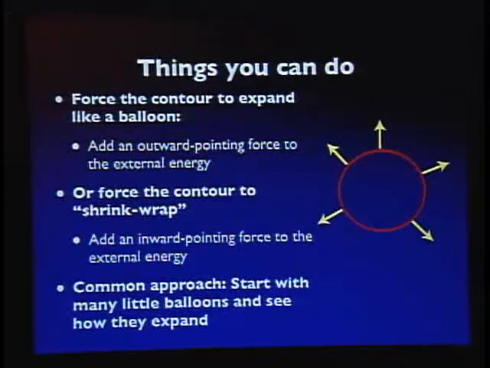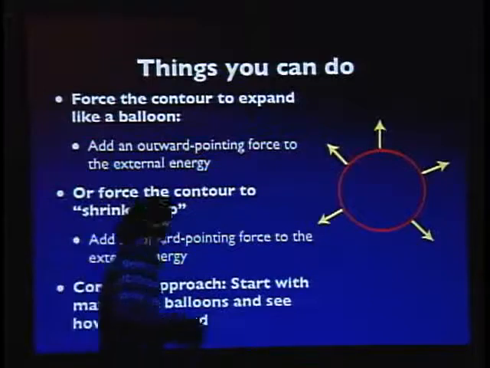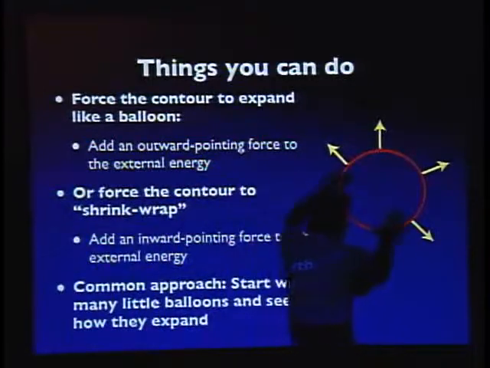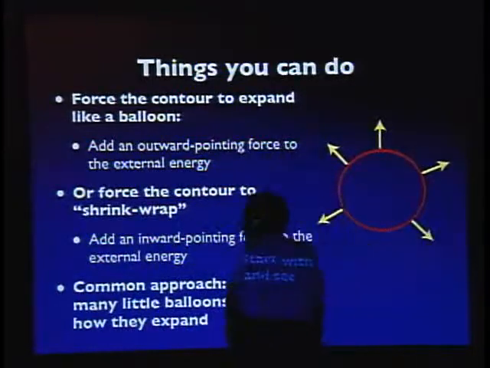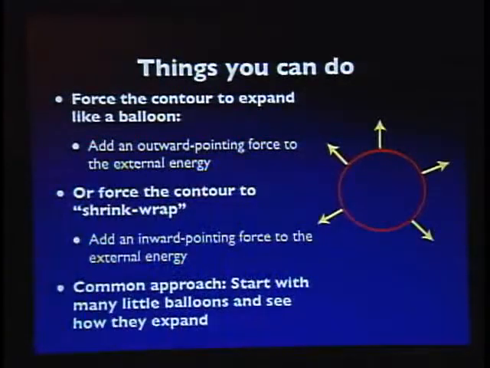I already talked about this, but some things that you can do is to add an energy term that you can call the balloon energy, that simply all the time is trying to make the contour expand, expand, expand outwards. Opposite of that would be to add a shrink wrapping energy term that makes the contour get smaller and smaller and smaller. And then if you have a complicated boundary shape, then you can start with many little spheres and then expand all of them and see how they all expand to fill in your region of interest.